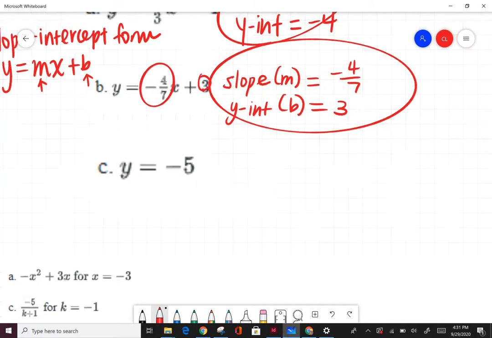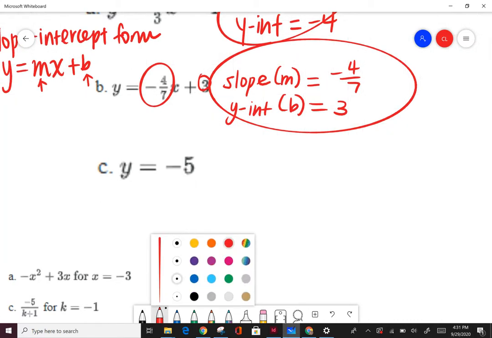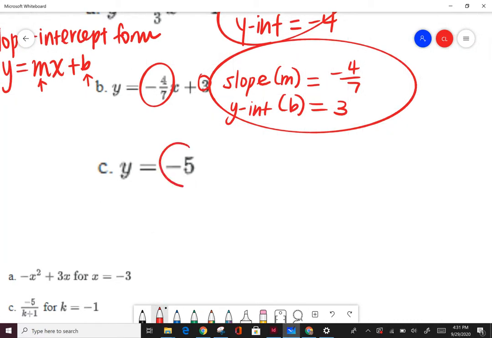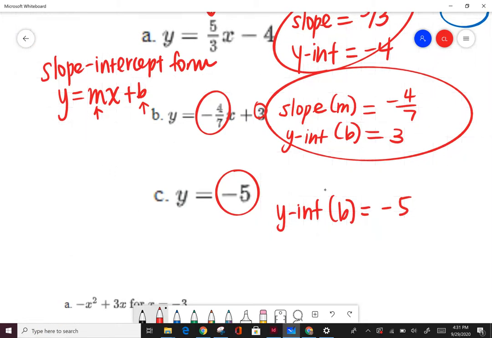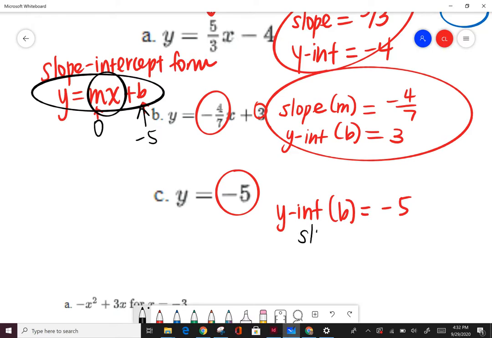And this one, it looks like our starting point is -5, so that's our y-intercept, also known as the b, is -5. Do you notice that the mx is missing? Our b was the -5, but the mx is missing, which means m is 0. So our slope would be 0.